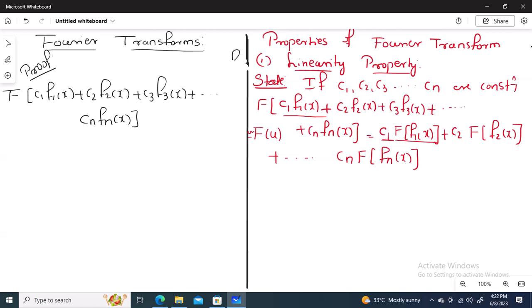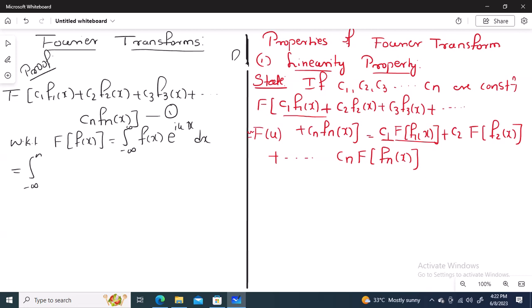We know the Fourier transform of any function, how to write? Integral minus infinity to plus infinity f of x e power iux dx. The same definition I'll apply for this whole equation. Let us call it the whole equation. So what happens if I operate on the whole equation?